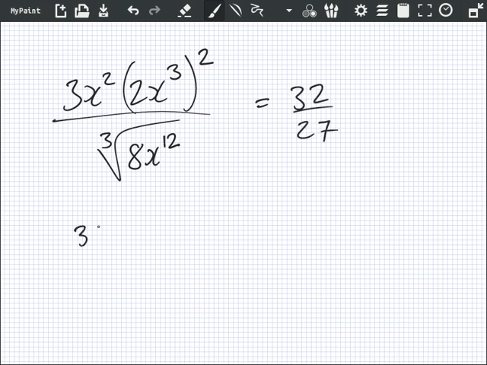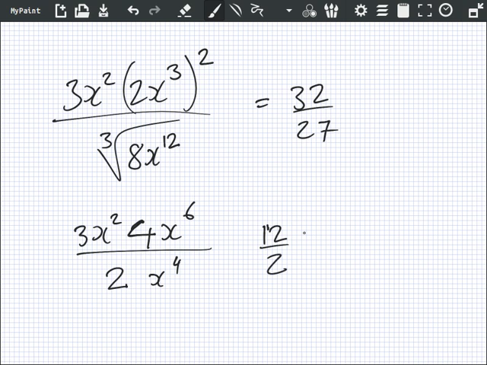So on the top we'll have 3x squared by 4x to the 6, over cube root of 8, which is 2. Cube root of x to the 12 is x to the 4, because you divide the powers by 3 here. Multiplying means you add the powers, so that's 12x to the 8, well, it'll be 12 over 2, x to the 6 plus 2 is 8, over x to the 4, equals 32 over 27. Well, that's a 6, so I should bring the 6 down to here.